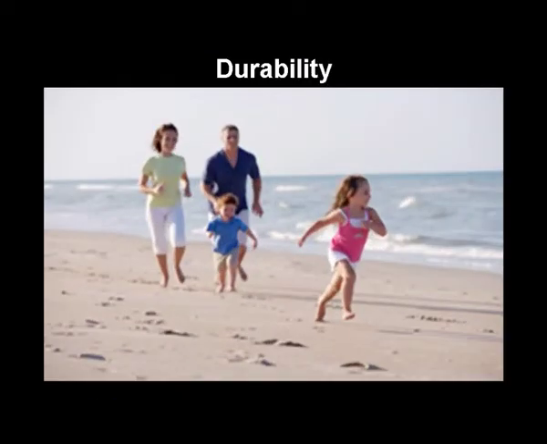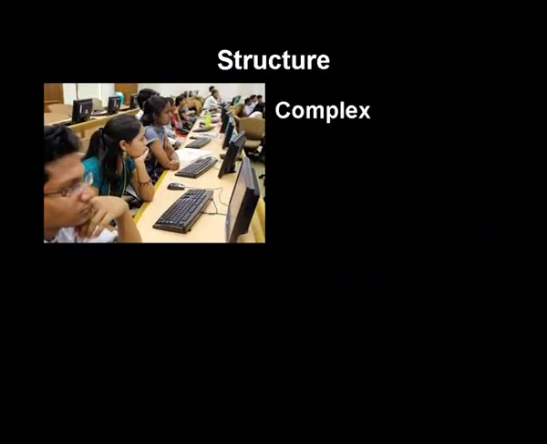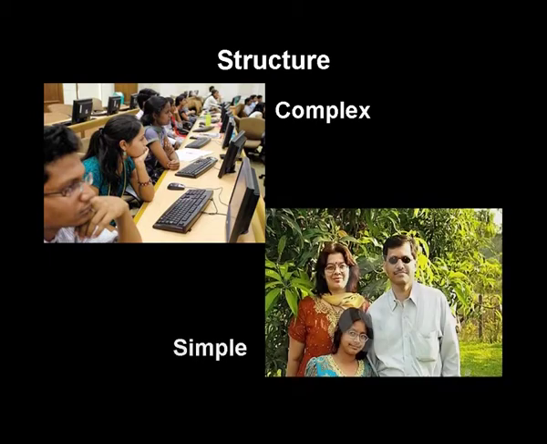4. Organized groups are comparatively durable in nature. They exist for a long time or even permanently. 5. The structure of organized groups may be complex like a big corporate company or simple as in the case of a family.